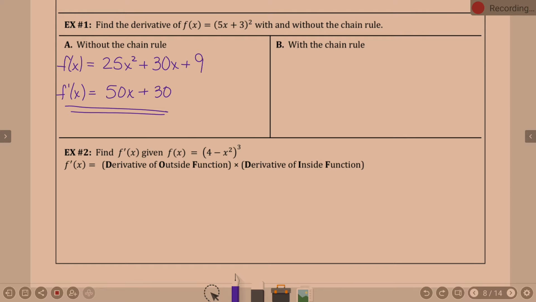Now, with the chain rule, I'm going to write down the original problem. f of x equals 5x plus 3 quantity squared. With the chain rule, we start by doing the derivative of the outside function. What is the outside thing going on? And it's something squared, yes? How do we take the derivative of something squared?